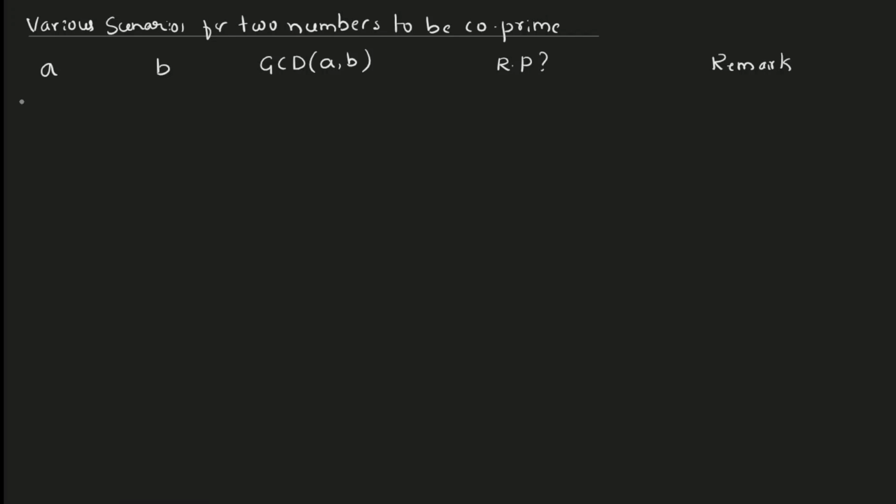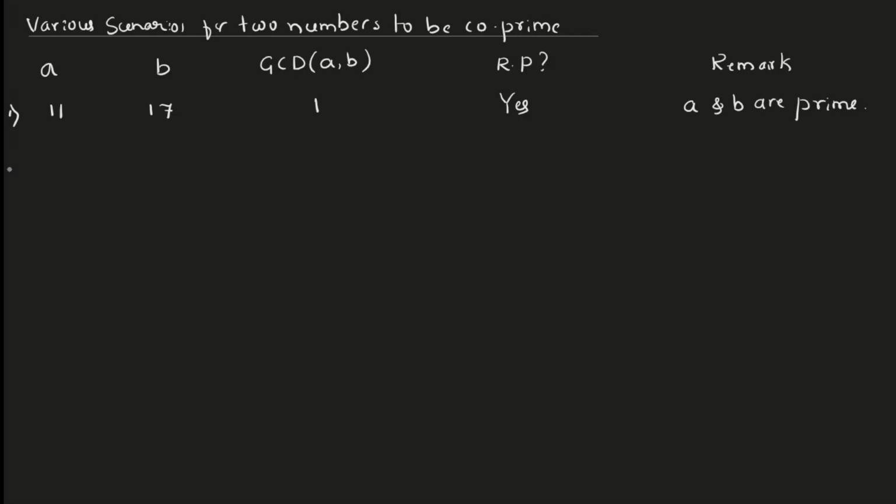Let us consider the first one. We'll take two numbers 11 and 17. Both 11 and 17 are prime numbers. Since they are prime numbers, they don't have any common factors. GCD is 1. Since GCD is 1, of course, they are relatively prime. The remark here is that both A and B are primes.